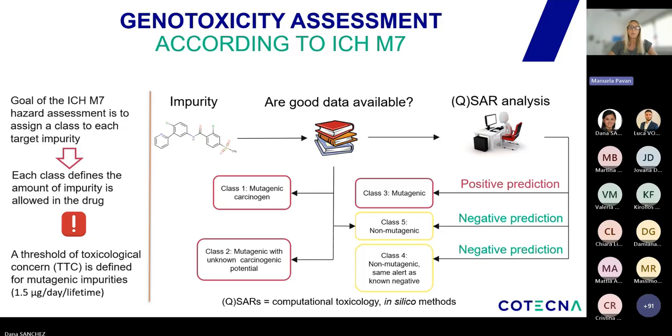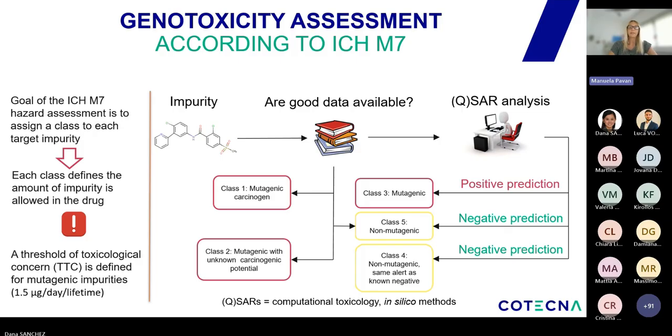So the M7 workflow begins by evaluating the mutagenic potential of the impurity by searching experimental data focused on bacterial mutagenicity and carcinogenicity. If high-quality data are identified, the target impurity can be classified as class 1, mutagenic and carcinogenic, class 2, mutagenic with unknown carcinogenicity potential, or class 5, if it is known to be not mutagenic.